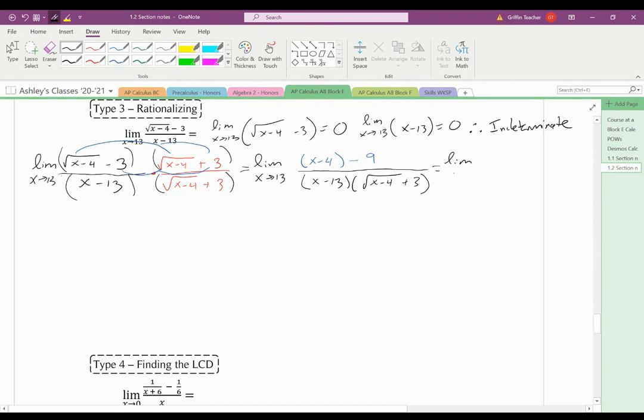Hopefully you start seeing something. All right, so in my numerator, I can combine my terms and I get x minus 13. Leave and copy down my denominator as is. And then hopefully you notice this x minus 13 group cancels.